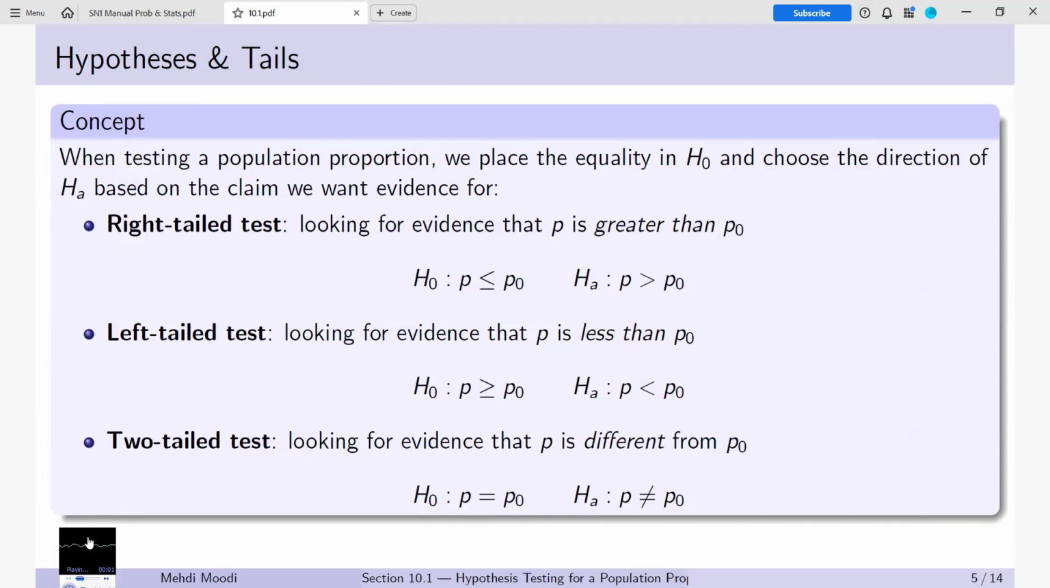The tail always follows the direction we want evidence for. If we hope to show the proportion is bigger, we choose a right tail. If we hope to show it is smaller, we choose a left tail. If we just want to check whether it is different, we choose two tails. Remember, the null always gets the equal sign, and the intention sets the direction.